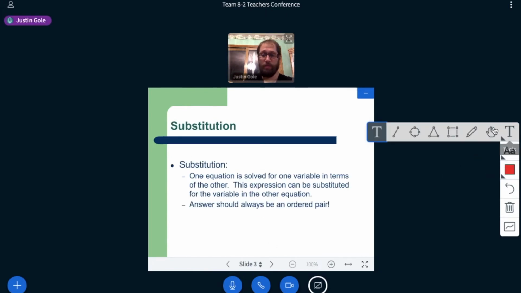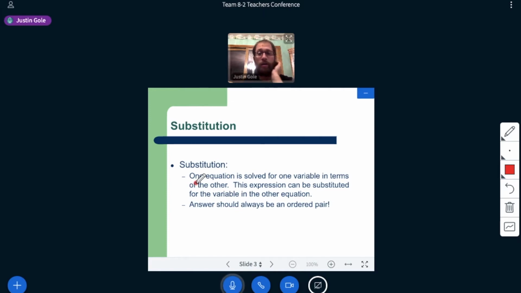So substitution, little reminder, and this is worded a little confusingly. One equation is solved, so we solve one equation for one variable, either variable in terms of the other. This makes a lot more sense when we're doing it. For example, like we did with graphing, where we put things into y equals mx plus b form, that is solved for y. So we're going to get one of our variables isolated. And then we substitute that expression for the variable in the other equation. And the answer in the end will be an ordered pair.